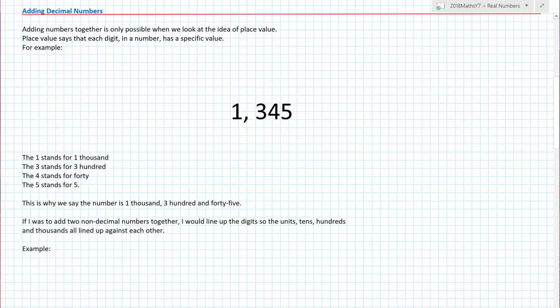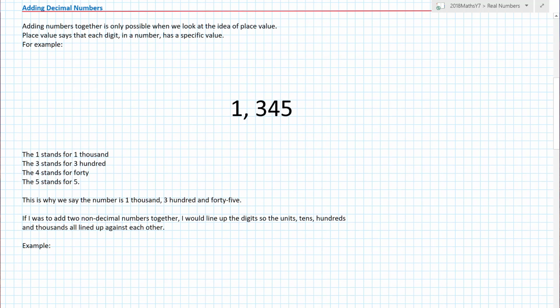Now, adding decimal numbers is only possible if we look at the idea of place value. You guys, if you are in year 6, will be doing that over and over again this year. If you're in year 7, you've done it to death in year 6. If you remember, place value is all about knowing the value of each individual number or digit. So the first number is in the units column. This here is in the tens column. This is in the hundreds column. And we have the thousands column.